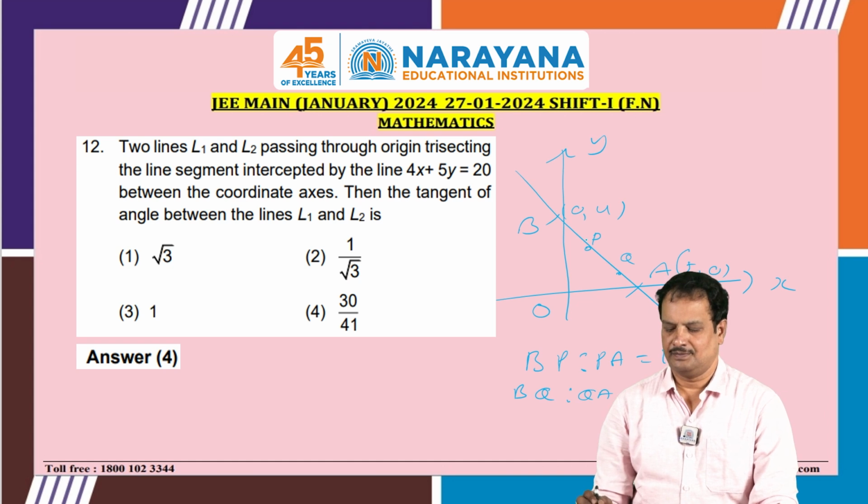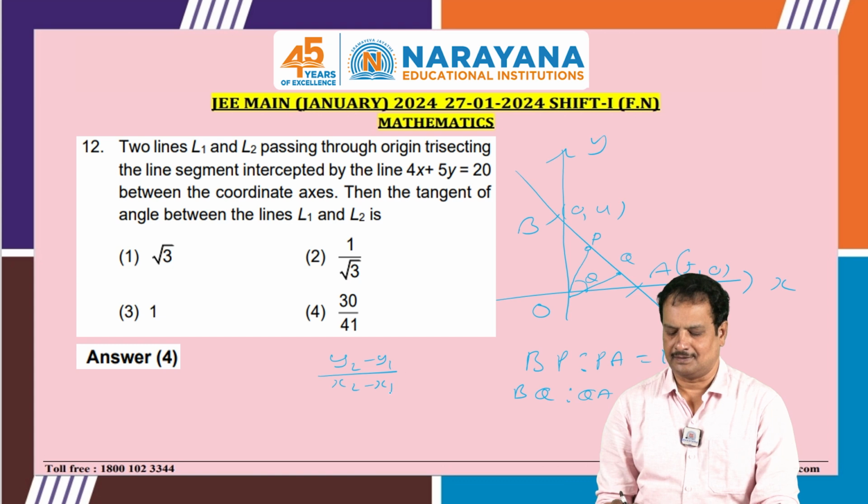Once you know the coordinates of P and Q, take the line OP slope, line OQ slope, then tan theta between these two. For slope, once you know the P and Q coordinates, simply you can use the formula y2 minus y1 by x2 minus x1. By the section formula anyway, we'll be getting P and Q coordinates. Then use this formula to get the slope of OP and OQ. Once you know these two slopes, the angle between those two is given by tan theta equal to modulus of (m1 minus m2) by (1 plus m1 m2).